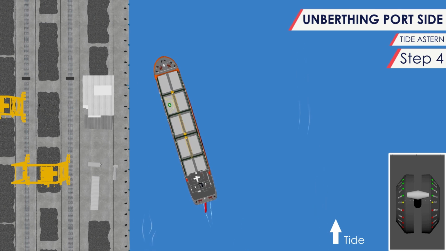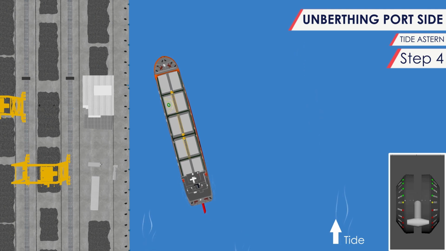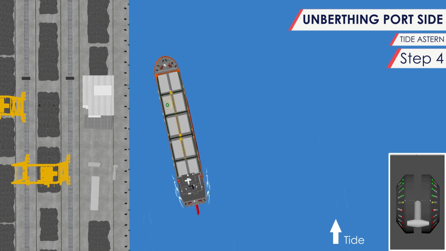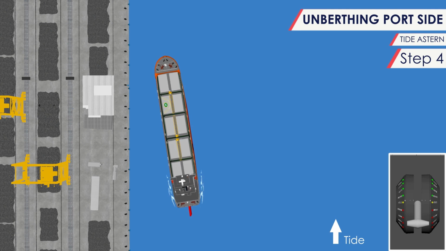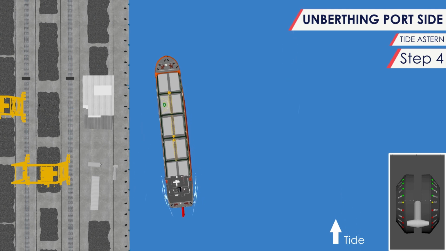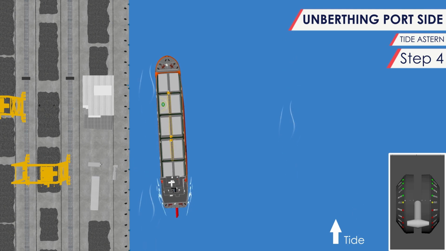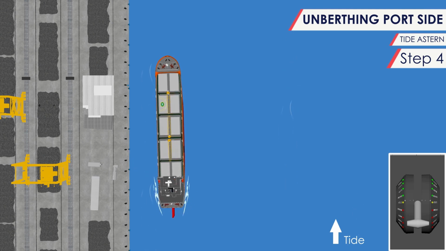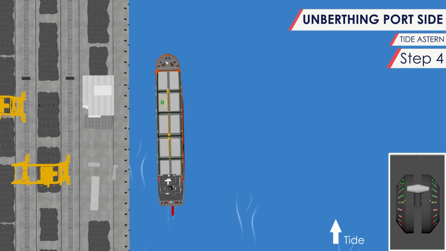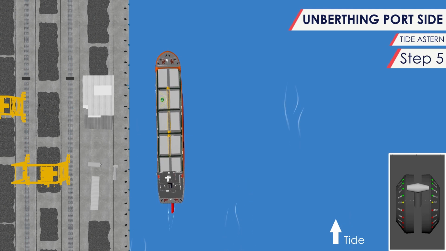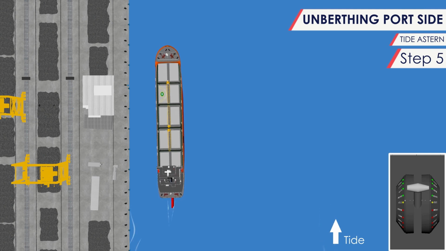Step 4, as the lines are cleared, I will place the rudder midships and the engines half or full astern. Such action should cause the transverse thrust effect to turn the vessel parallel to the berth. And step 5, once the alignment is suitable, I'll put engines ahead to leave the jetty.